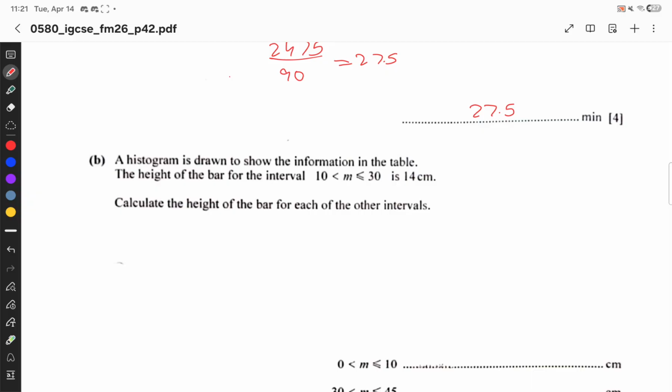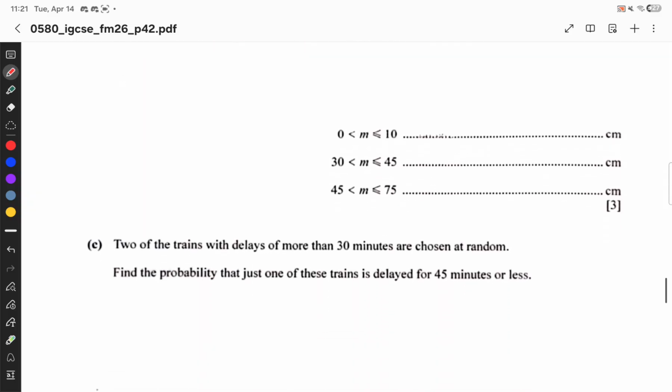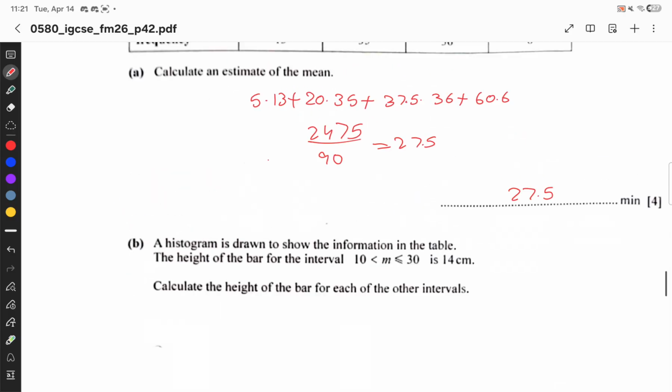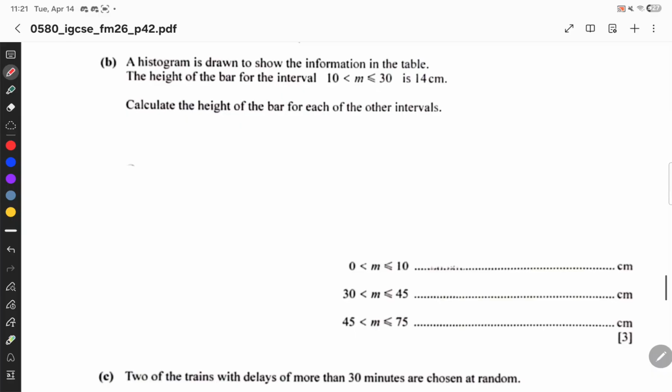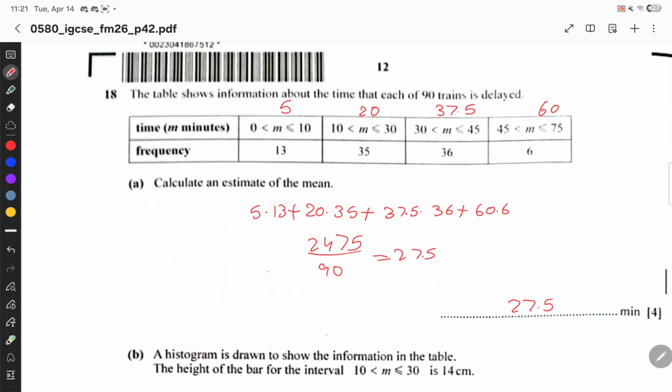A histogram is drawn to show the information in the table. The height of the bar for the interval 10 to 30 is 14 centimeters. Calculate the height of the bar for each of the other intervals. What? So it's a histogram and the height is 14. Why is it 14?